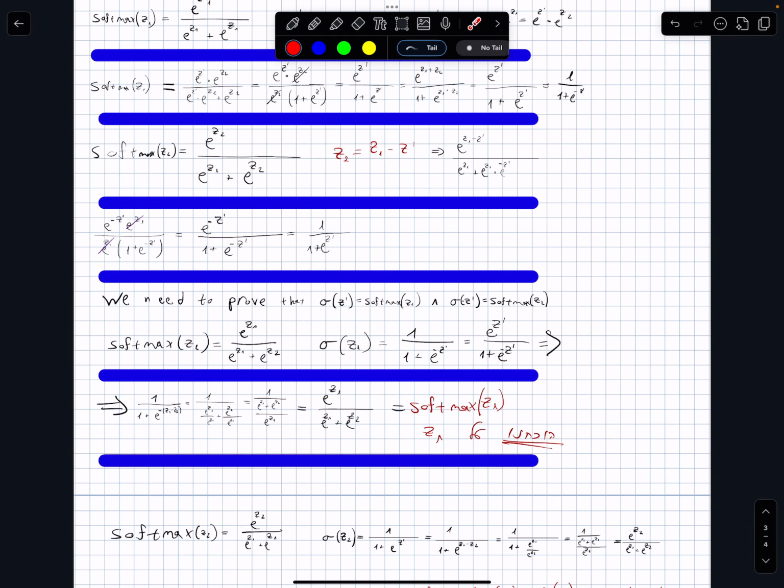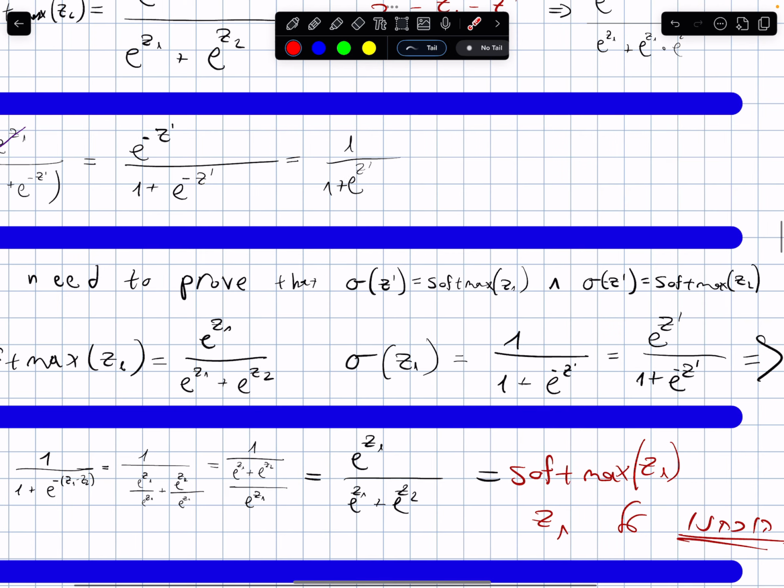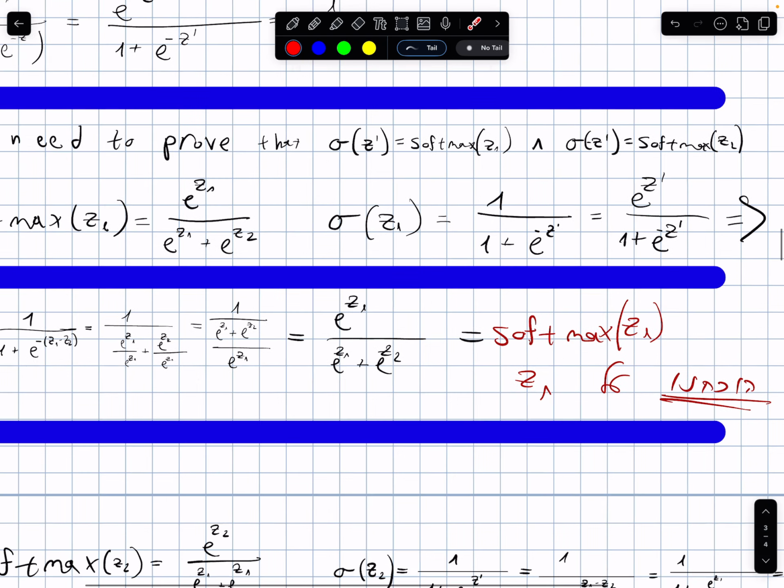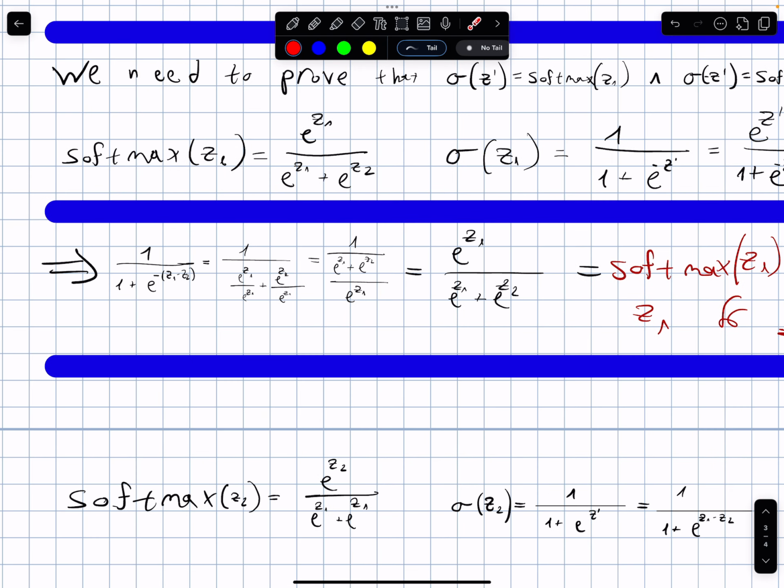Okay, so now we need to prove that the sigmoid of z tag equals the softmax of z1, and the same thing for the softmax of z2 equals the sigmoid of minus z tag. So we'll first prove for z1, then for z2.